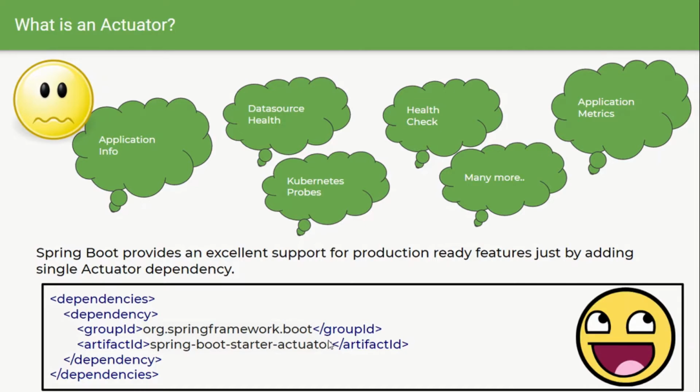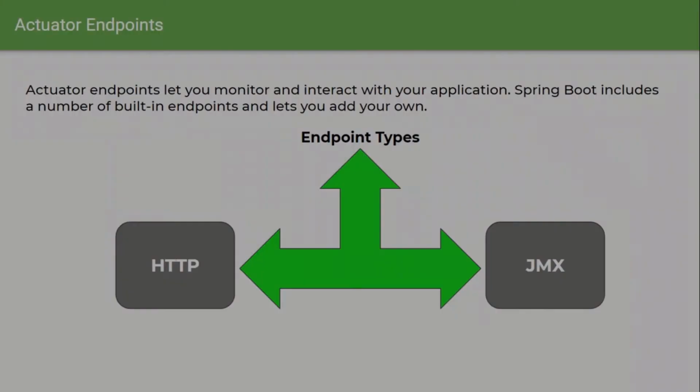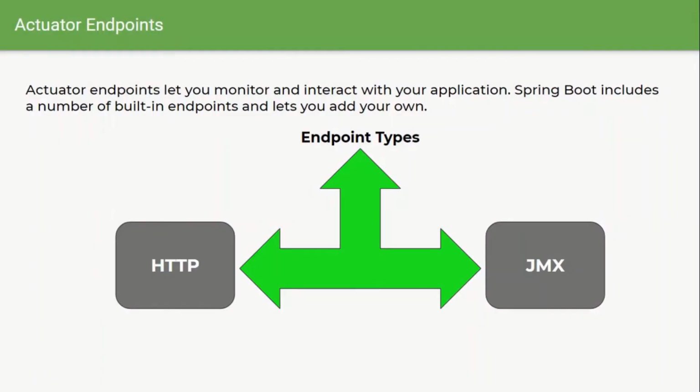So we are good, we are happy. So let's see what actuators provide us. By adding this dependency, you will get a set of endpoints that are useful for production grade applications. These actuator endpoints will help you in monitoring your application, and Spring Boot provides two sets of endpoints, HTTP and JMX. JMX is Java Management Extensions.